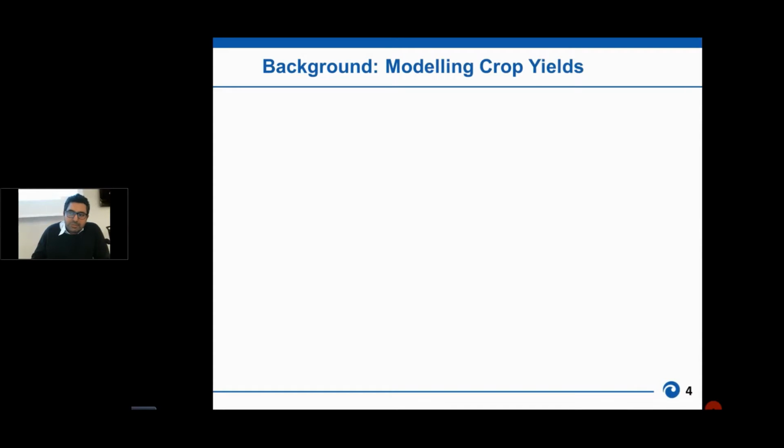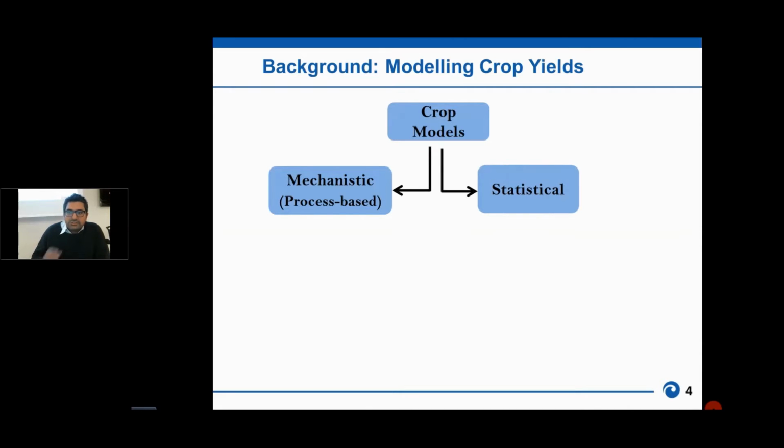And I will spend a bit of time here to explain what the types of crop models are that are used in the literature for examining the impacts of climate change. Broadly speaking, the crop models can be classified into two. The first one is mechanistic or process-based. These are numerical crop models, much like your numerical climate models. And the second one is based on statistical principles.